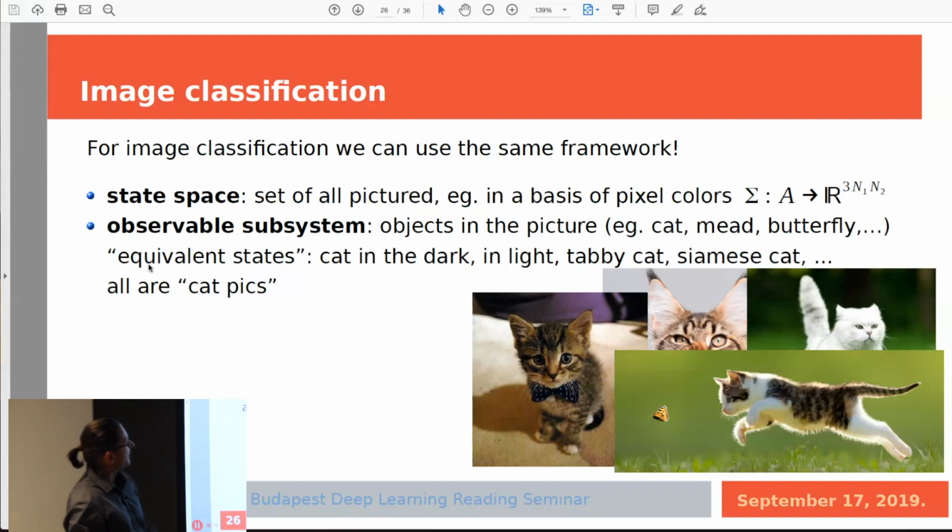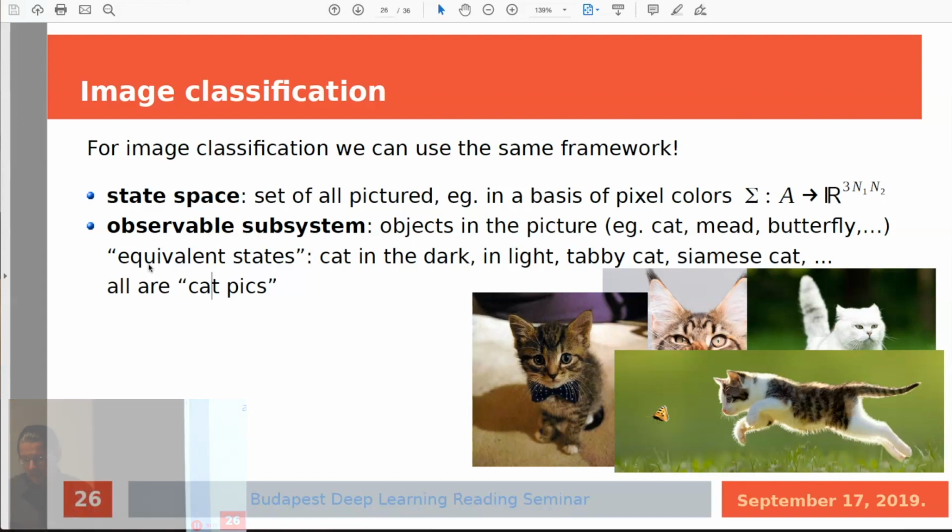So the state space, as I've said, is the set of all pictures, for example, in the basis of the colors or any other basis. The observable subsystems, for example, are objects in the picture, or the painter, or anything. You can choose the observable subsystem as you desire. If the objects are in the pictures, then they can be cat, meat, butterfly, and so on. Equivalent states, for example, if we want to choose cat pictures like here: cat in the dark, in the light, tabby cat, Siamese cat, and so on. These are all equivalent states. These are the cat pics, so to say.